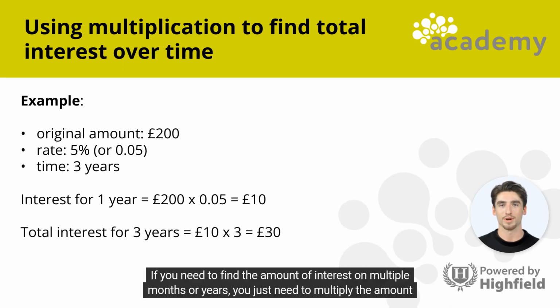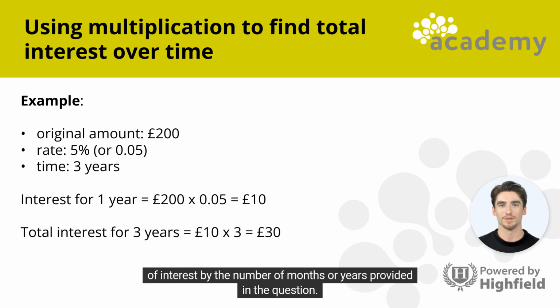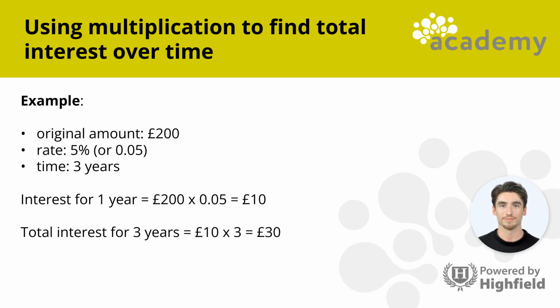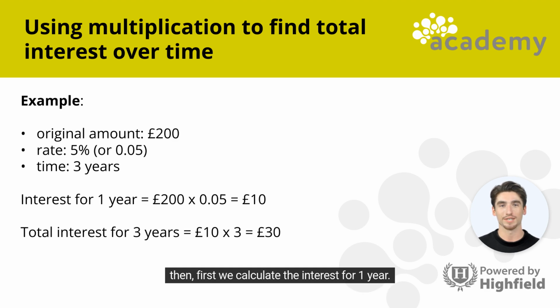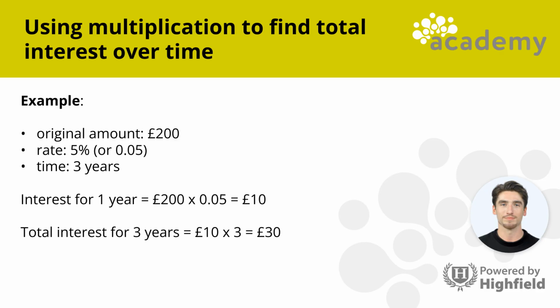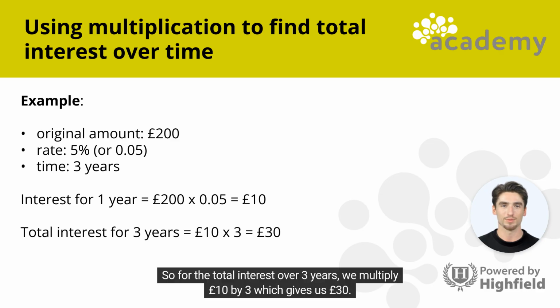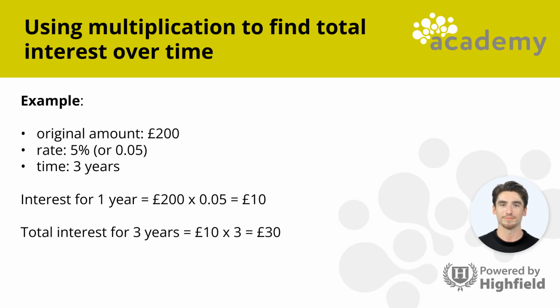If you need to find the amount of interest on multiple months or years, you just need to multiply the amount of interest by the number of months or years provided in the question. For example, if the original amount is £200, the interest rate is 5% and the time period is 3 years, then first we calculate the interest for 1 year. £200 multiplied by 0.05 equals £10. So for the total interest over 3 years, we multiply £10 by 3, which gives us £30.